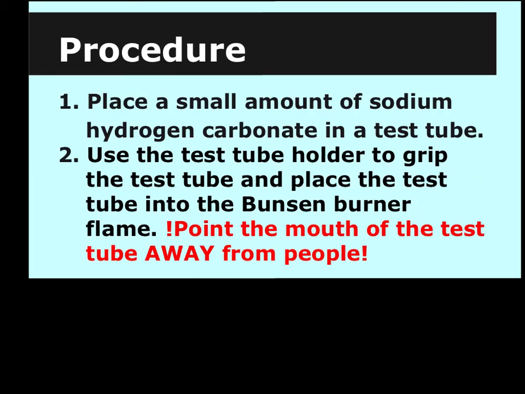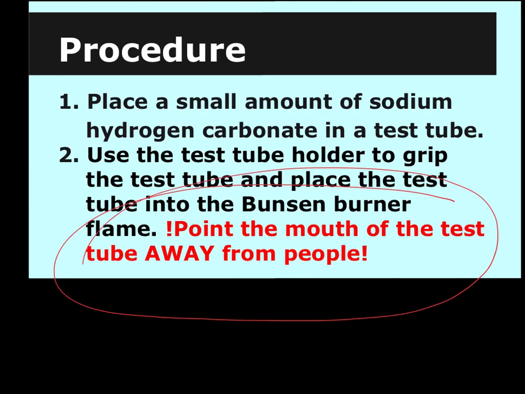Okay, in this procedure, you're going to put some of the sodium hydrogen carbonate into the test tube, and then you're going to use the test tube holder to grip the test tube, and you're going to put the bottom of the test tube actually into the flame of the Bunsen burner. Now this is very important. That's why it's in red, people. This is a very, very important safety measure here. You're going to make sure that the mouth of the test tube is pointed away from people, from yourself, from your lab partner, from me, and from Mr. Hunt. We don't want anybody to get injured. Okay, and I don't think that anything would happen, but it's just good safety in the lab.